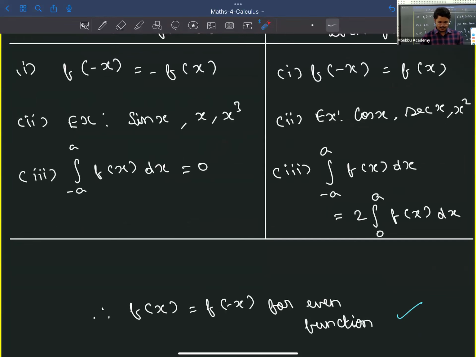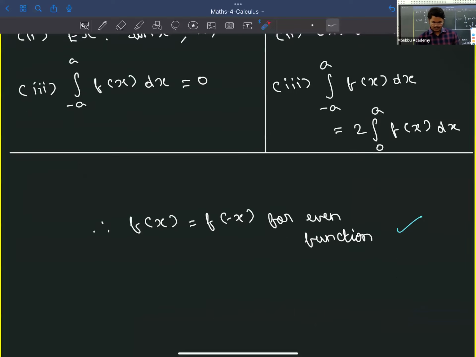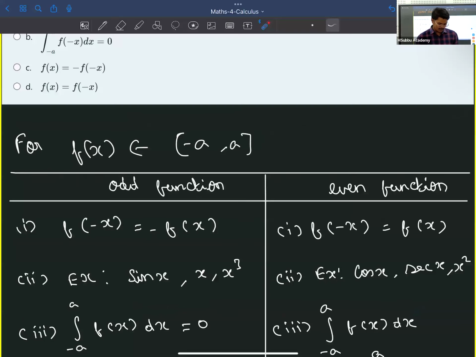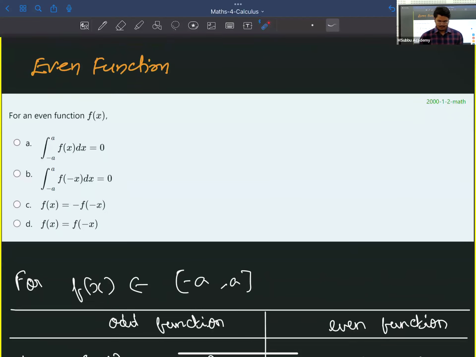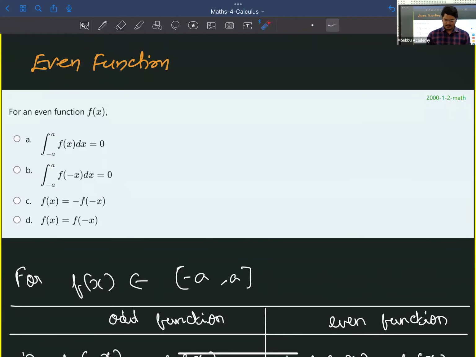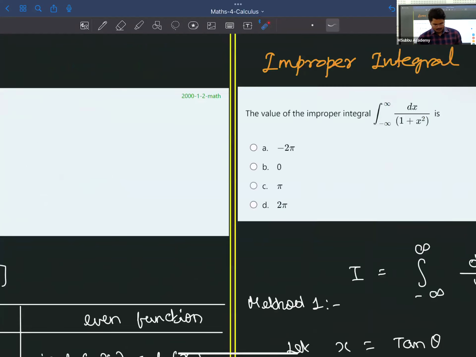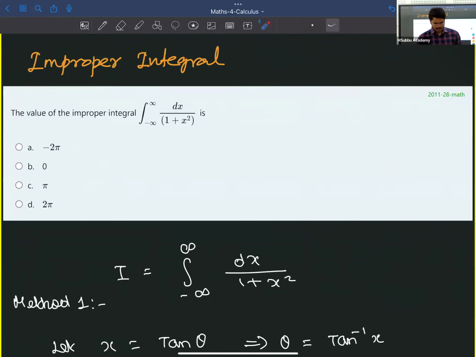Then in terms of integration, when it is the integral from minus a to a of f of x dx, and the function is an odd function, the value will be 0. When the function is an even function, you can just replace this limit and write it as 2 into the integral from 0 to a of f of x dx. Therefore, from these options, we can tell f of x is equal to f of minus x, that is an even function. Okay. Hope you guys are clear. This is a direct question. So we'll move on to the next question.